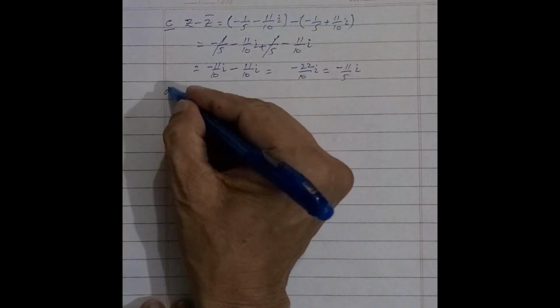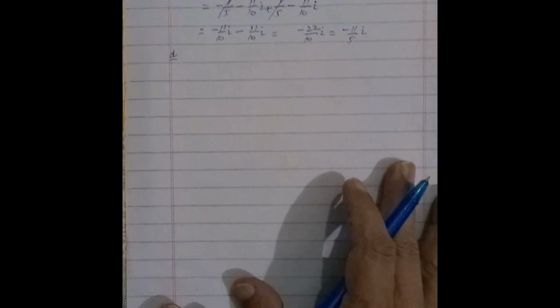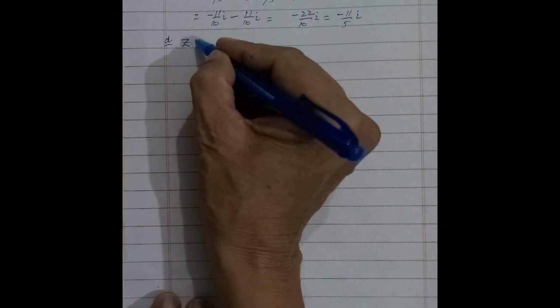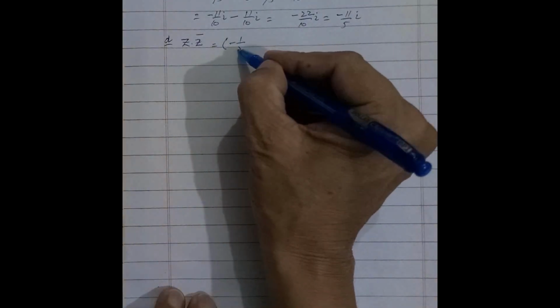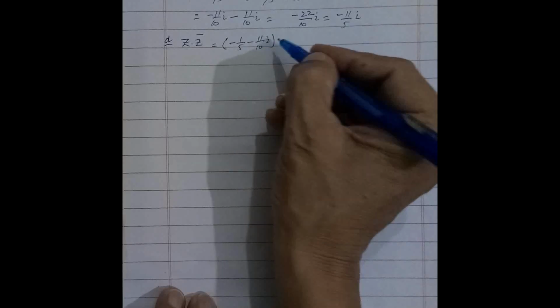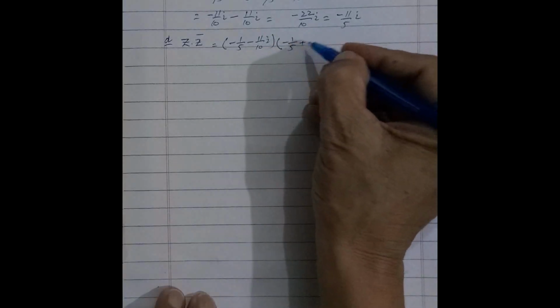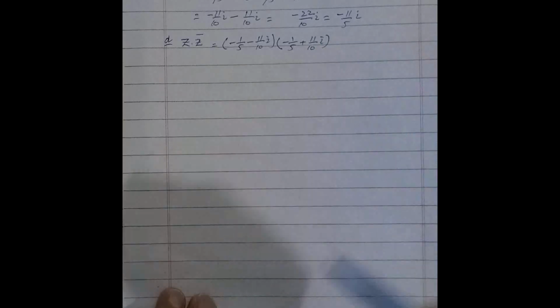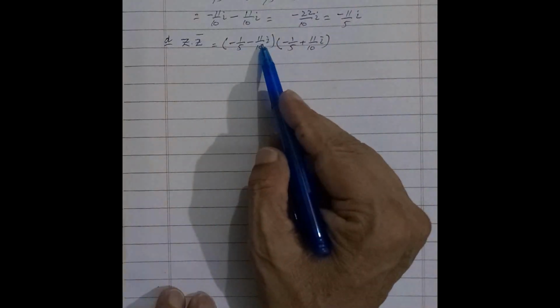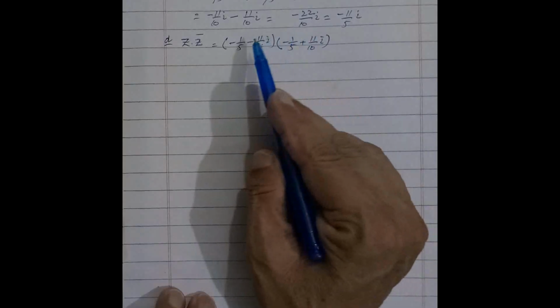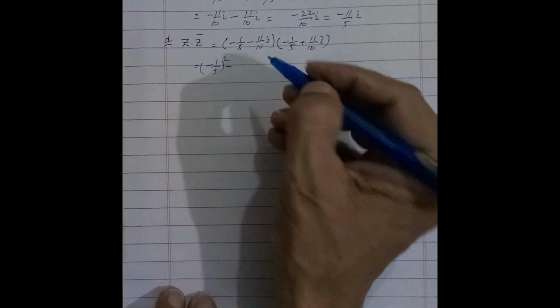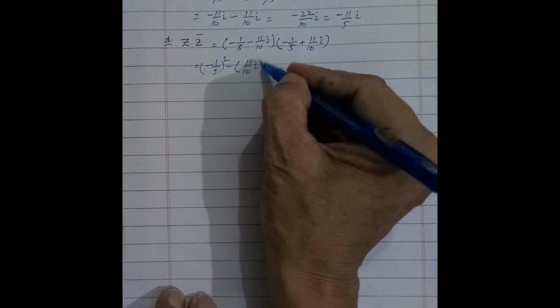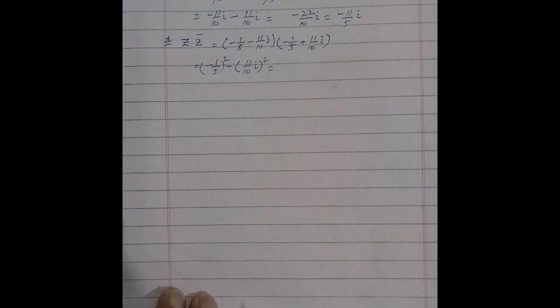And the next, which is D, portion of part 4, Z into Z bar, meaning a complex number multiplied by the conjugate of the complex number, which is (minus 1 over 5 minus 11 over 10 iota) into (minus 1 over 5 plus 11 over 10 iota). This is (a minus b) into (a plus b). So the answer is a square minus b square, which is (minus 1 over 5) whole square minus (11 over 10 iota) whole square. Now we simplify it.